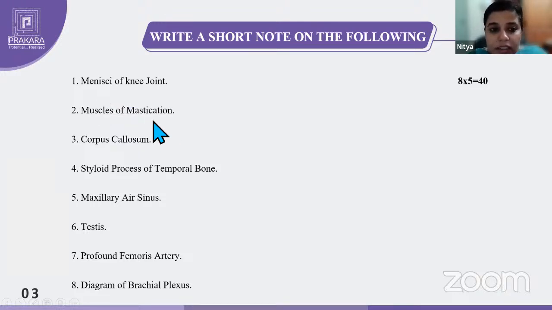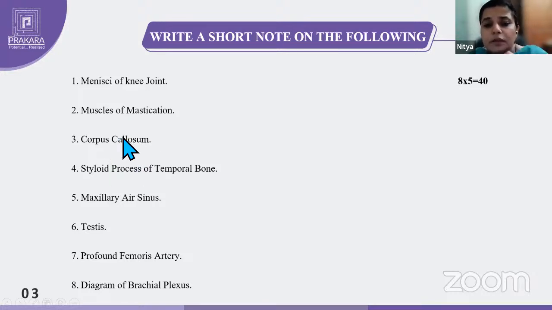Next, muscles of mastication. Again here you can mention there are 4 muscles of mastication, and for each muscle you can mention the origin, insertion, nerve supply, and action. The 4 muscles of mastication are masseter, temporalis, and the lateral and medial pterygoids.